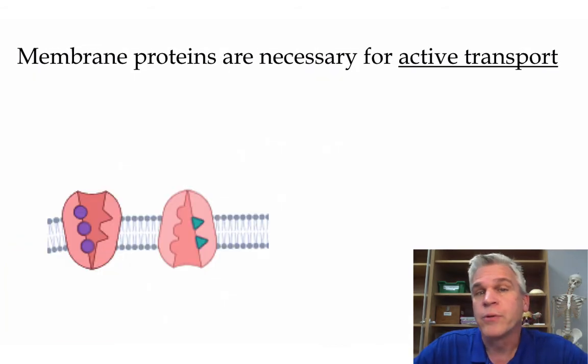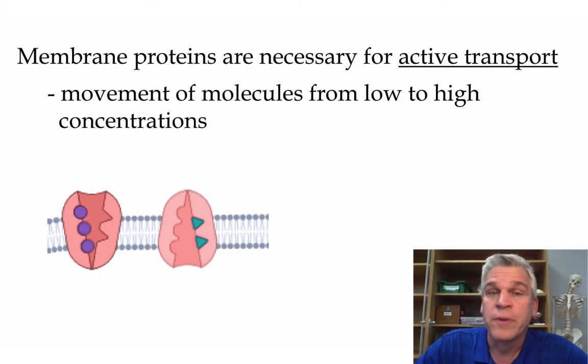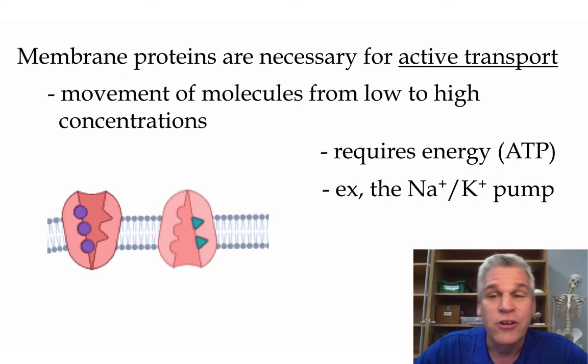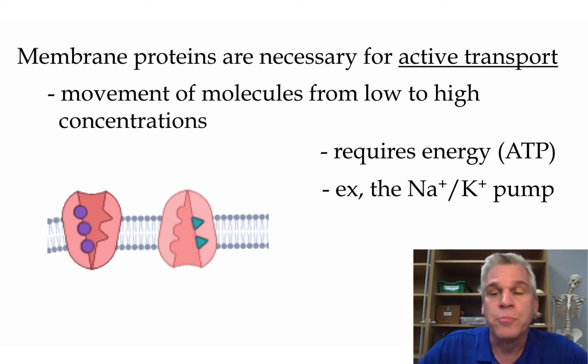Now, some membrane proteins are needed for active transport. Remember, active transport is the movement of molecules from low to high concentrations. This requires energy, so it's getting its energy from ATP. And a good example of this is the sodium-potassium pump. Oftentimes, we need to pump sodium from low to high and potassium from low to high. And so one protein can do both of these.